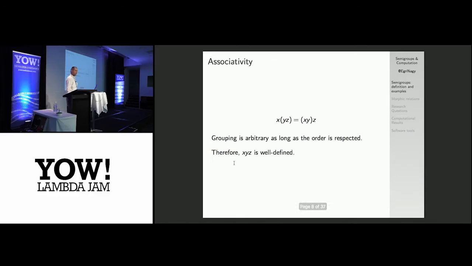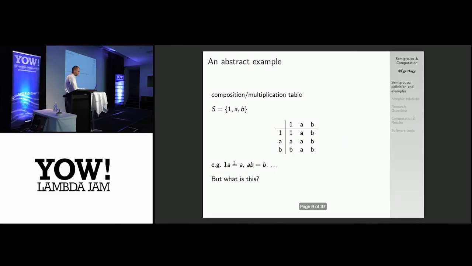And another familiar thing, associativity, that just says that grouping is arbitrary. The way you do the composition doesn't matter as long as the sequence is respected. So one might say in a philosophical way that this is just a model of time, okay? So there is one after the other. But this means for us that xyz is well defined. I don't have to give more information on how you do the composition.